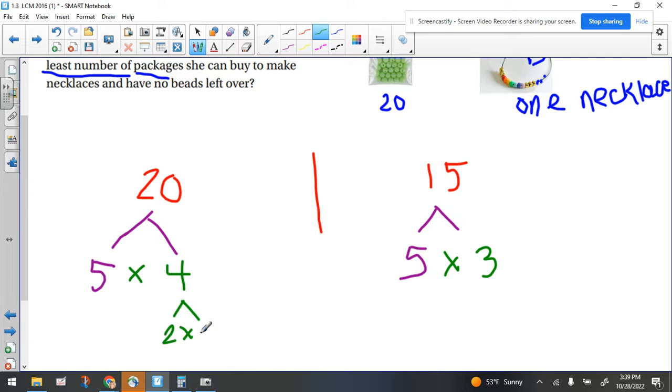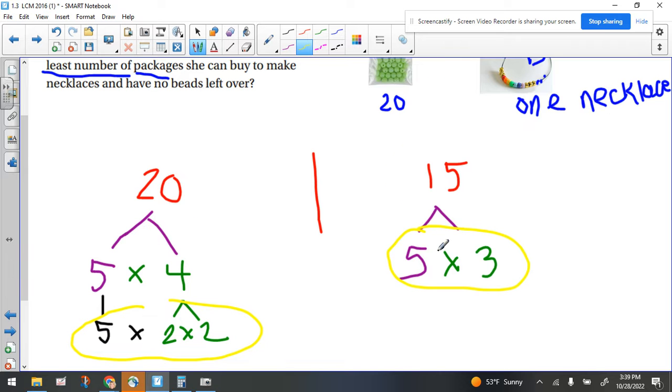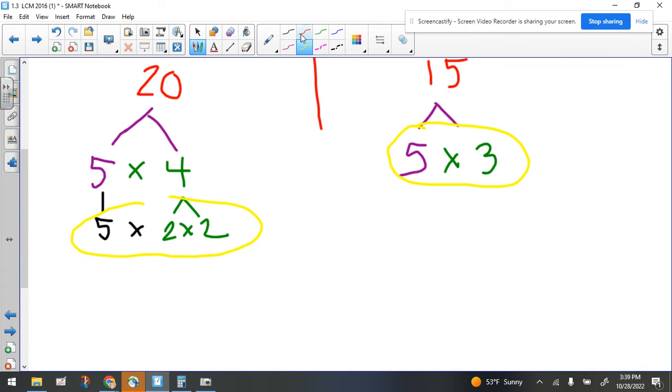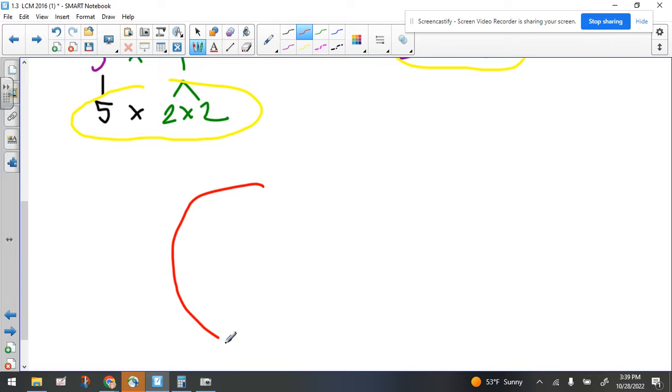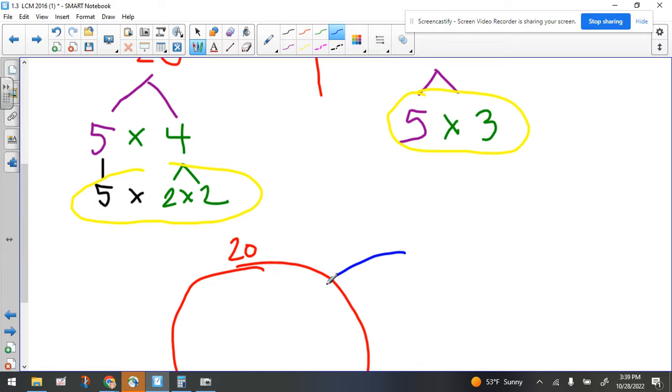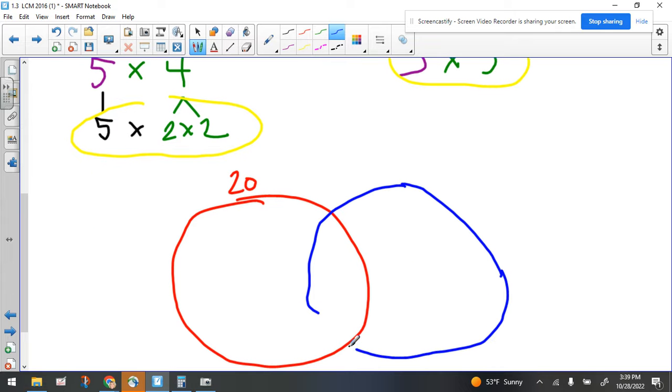2 times 2 equals 4, and if we bring down the 5, all right, so this is the prime factorization for 20. This is the prime factorization for 15. When we organize it on our Venn diagram, this circle will represent the prime factors of 20, and we'll make another circle, color coded in blue, for 15.